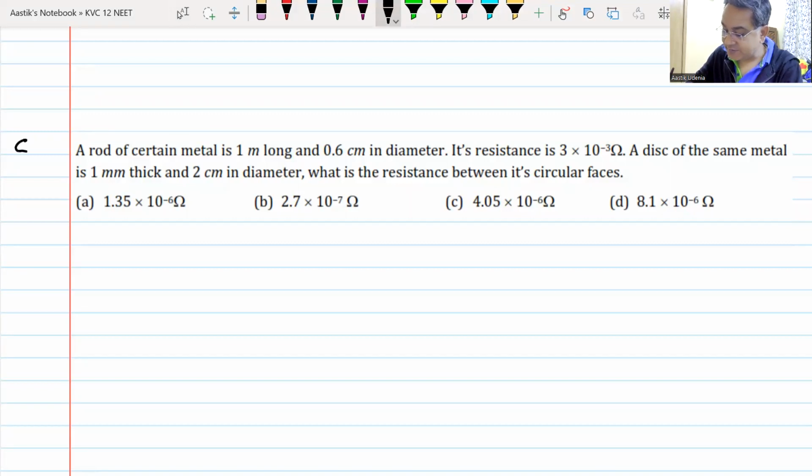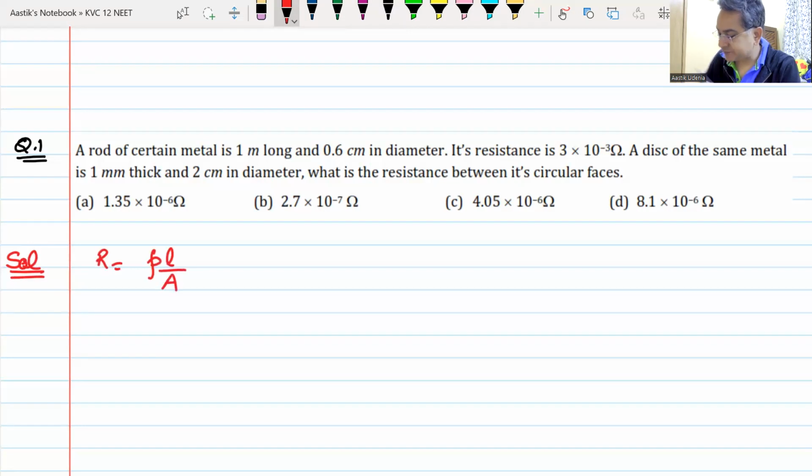Yes, anyone with any answer? How are we supposed to do this question? Anyone? You just have to use the formula. Resistance is rho L by A.